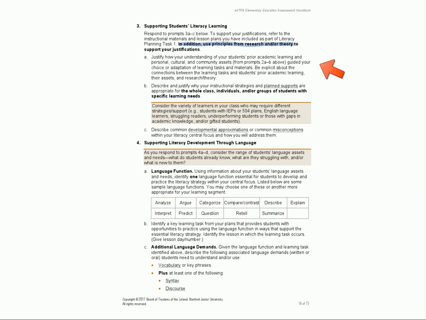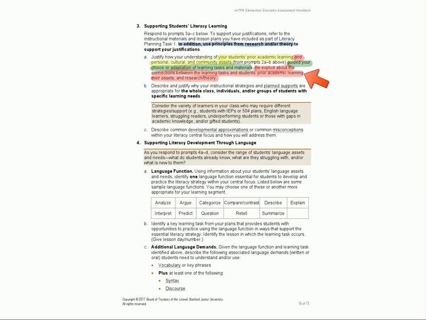So let's continue. Now, the next part talks about students' assets. Justify how your understanding of your students' prior academic learning and personal, cultural, and community assets. Okay, we talked about those a moment ago. Guided your choice or adaptation of learning tasks and materials. Okay, so you want to be explicit about the connections between learning tasks and students' prior academic learning, their assets, and research and theory.